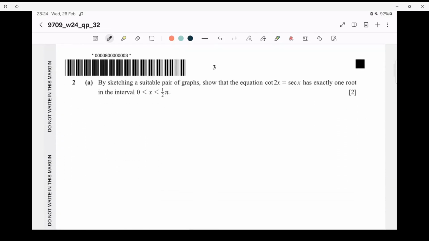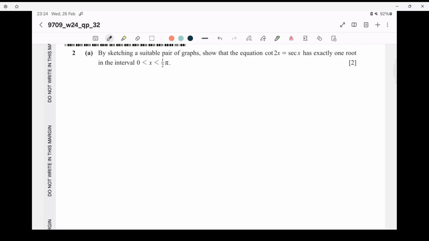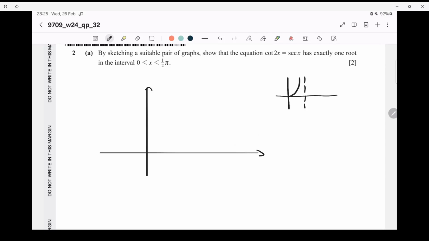Question 2, by sketching a suitable pair of graphs, show that cotangent 2x equals secant x has one root within that particular interval. So you have to remember the graph of cotangent. So let's look at the tangent graph first. So tangent graph looks like this. So this is pi over 2 and then this is 3 pi over 2.